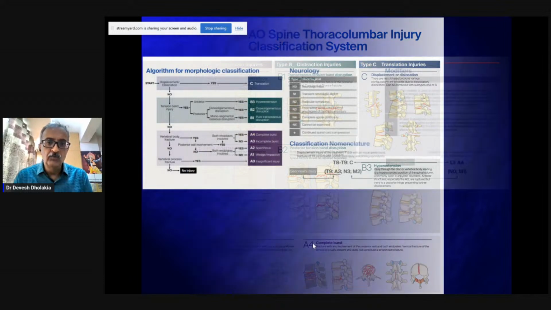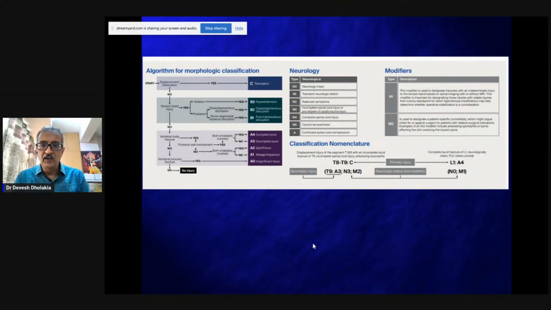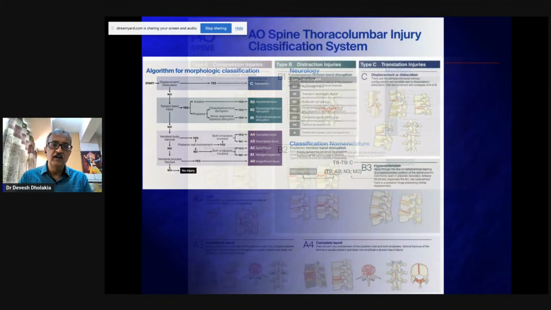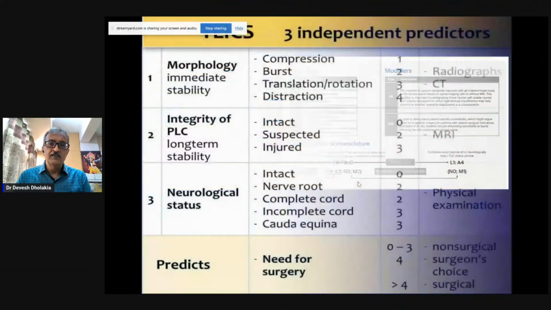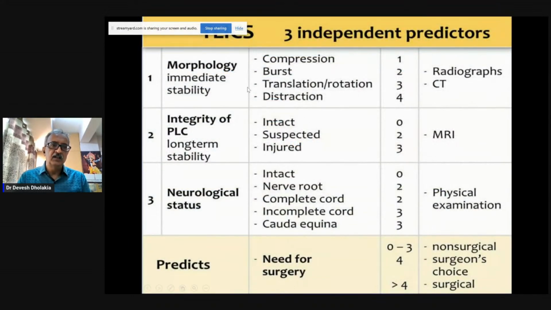Along with that, you will look for your neurology and your modifiers. So according to that, you will have something like this. There's a T9 fracture, A3 type of injury with an N3, which is incomplete spinal cord injury, and M2 is the modifier here. So that's how it was. But looking at the difficulty in remembering so many things, they came up with a simpler classification called the TLICS classification.